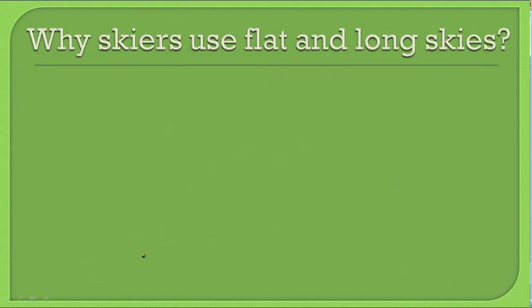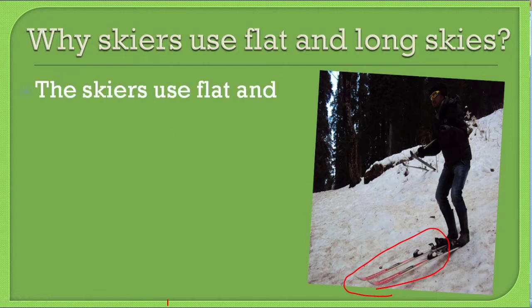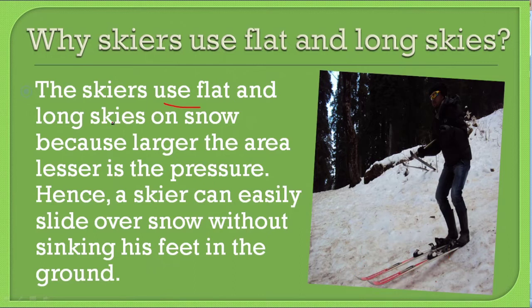Now we have why skis use flat and long skis. As you can see here, we have skis, and in this we have the wider base. Why is it wider? More the area, less the pressure. Skis are flat and long on snow, because the larger the area, lesser the pressure. Hence the skier can easily slide over the snow without sinking his feet in the ground. Hope you are clear with this.